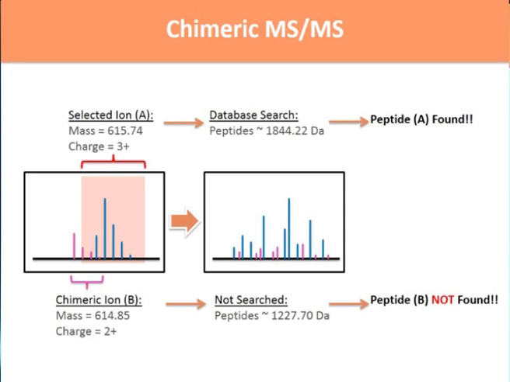in this case, which means that its actual neutral mass is 1227, and there is no way you would have even tried to search for that when you were really only looking for peptides of about 1844 mass. So it would never even be looked for, searched for.